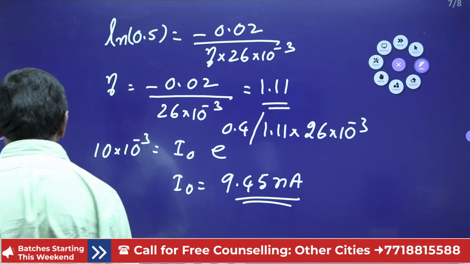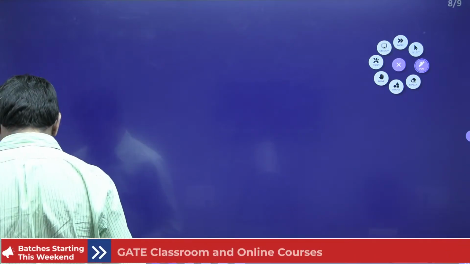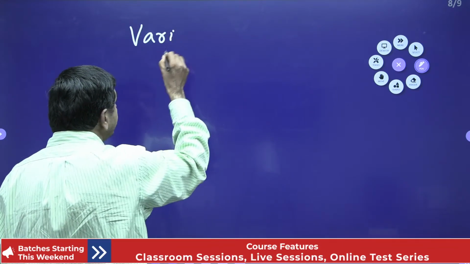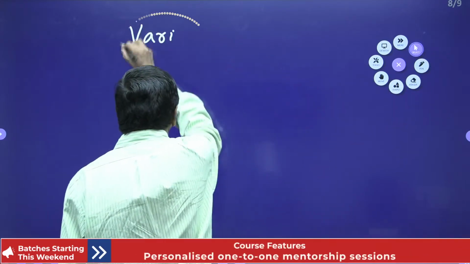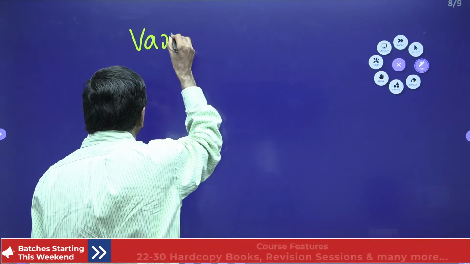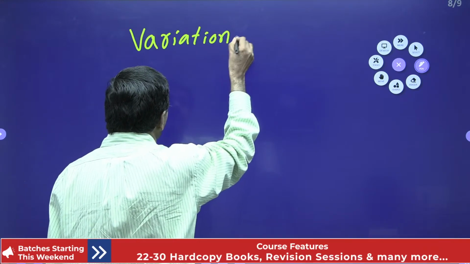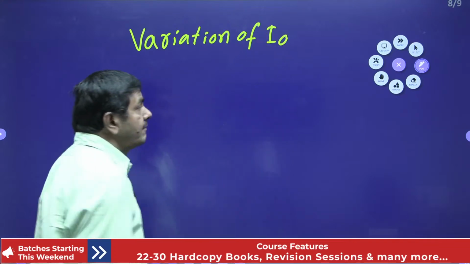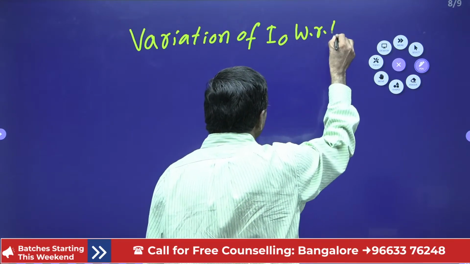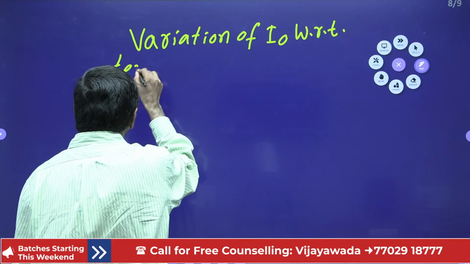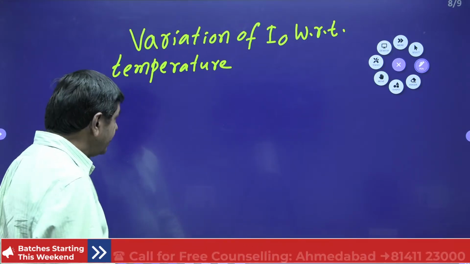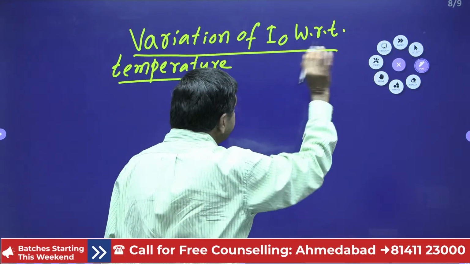Next one I want to give in your hand. The next formula is variation of I naught with respect to temperature. This is very important. Sometimes you can expect questions on it.